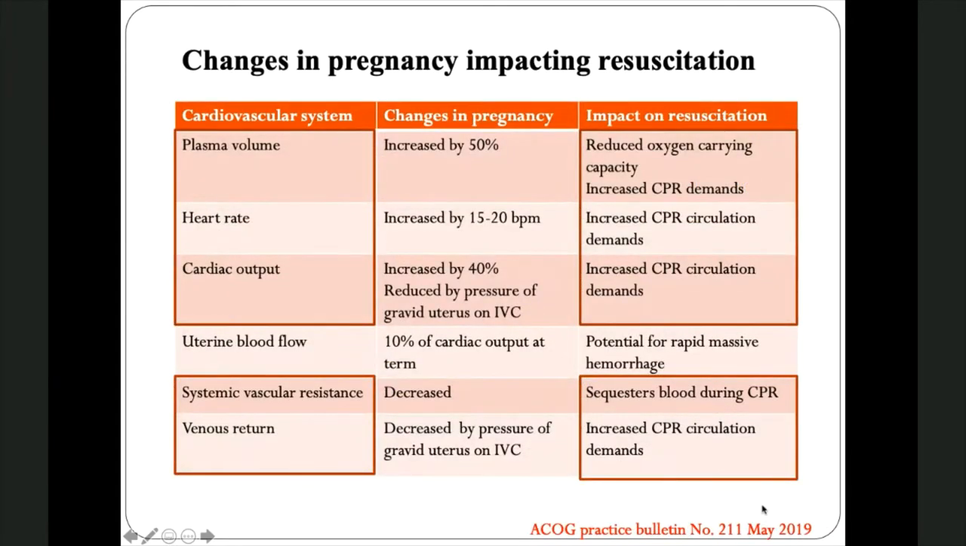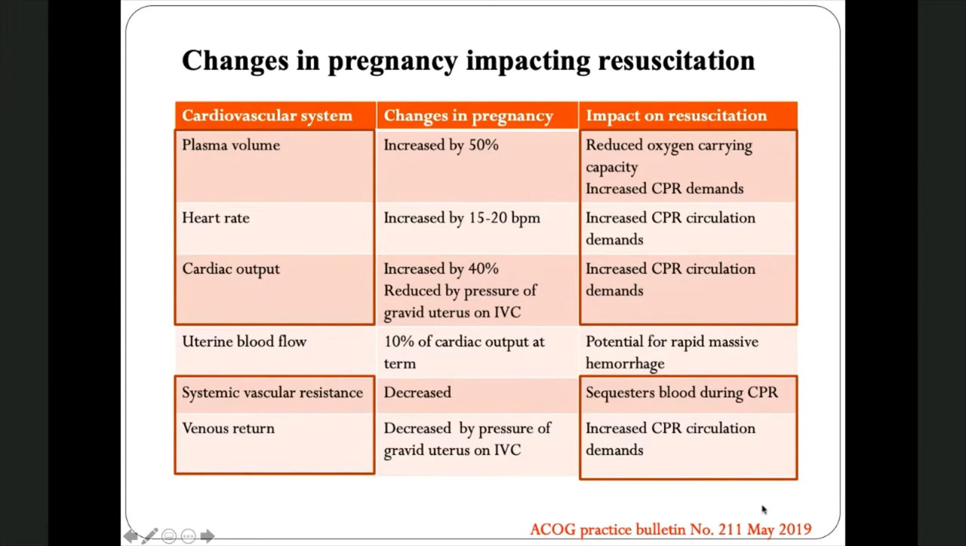So these are certain changes in pregnancy which are occurring and which ultimately impact maternal resuscitation as well. If you look at plasma volume, it is increasing by 40, 45%, 50%. Heart rate is also increasing, cardiac output is also increasing. So all of these ultimately lead to increase in the demand of CPR, pulmonary resuscitation.